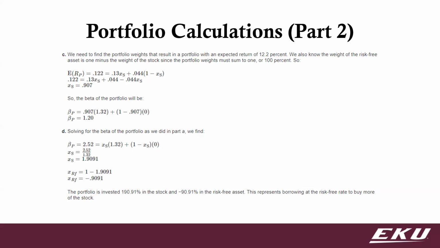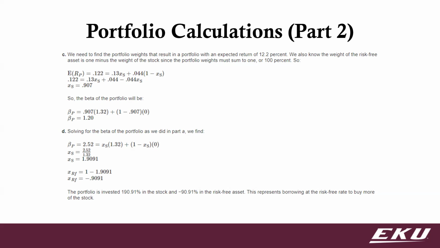0.907 is in stocks. The remaining, under 10% is in that risk-free bond. So you just take the percentage in stocks and multiply it by the beta, and that would give you the beta of that portfolio. So to get 12.2%, it would require the creation of this portfolio that's 90.7% stocks and 9.3% in the treasuries or the risk-free asset, and then the combined beta of that would be 1.2.